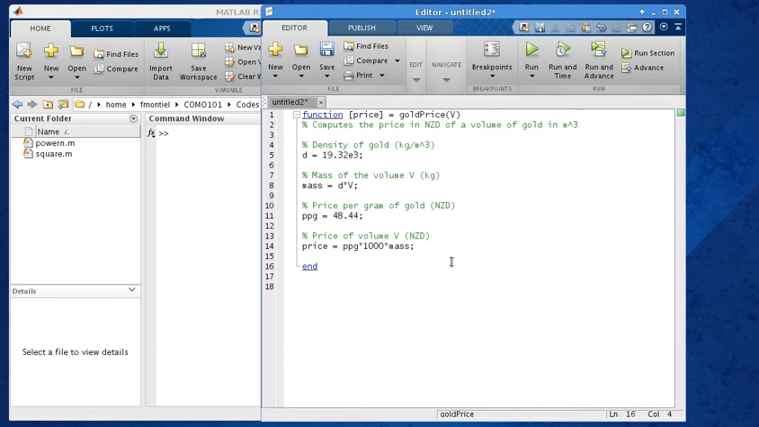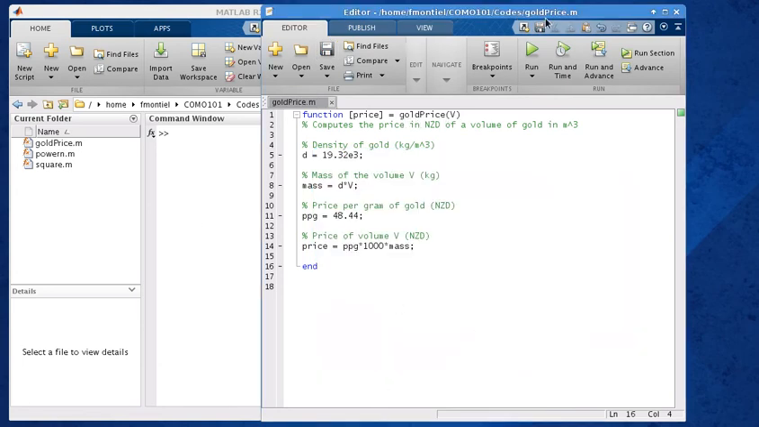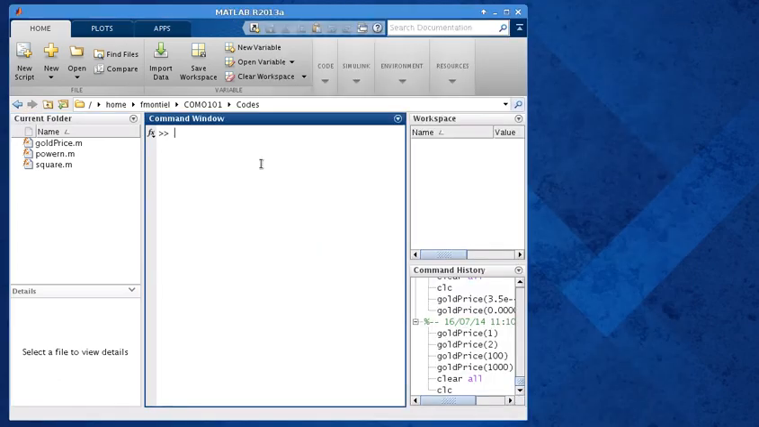Now that's it, we're basically done. All we have to do is save, and make sure that the name of the file, gold price, is the same as the name of the function, gold price. Now I can close this window and I'm going to run the gold price function for some volumes.